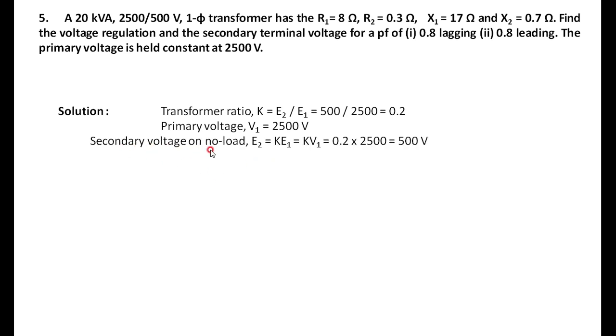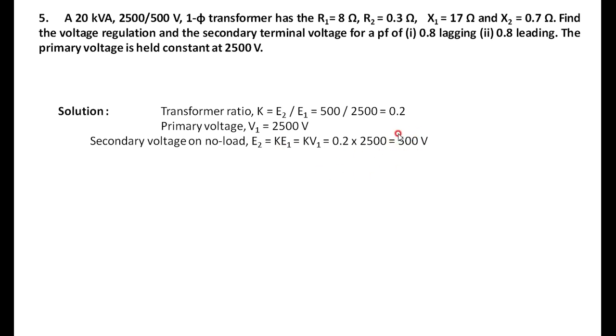Then the secondary voltage on no load, you have to make it a point here. Secondary voltage on no load, that is E2. E2 is equal to K times E1. Under no load condition, the voltage remains 2500 by 500 volts. That is E2 is equal to K times E1, that is K times V1, because under no load condition V1 is equal to E1. Therefore, what we are getting is 500 volts.